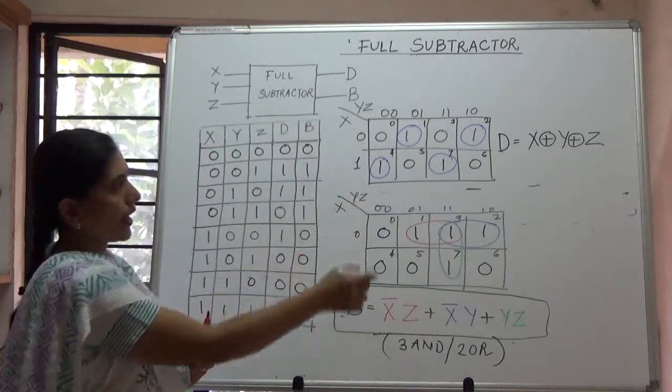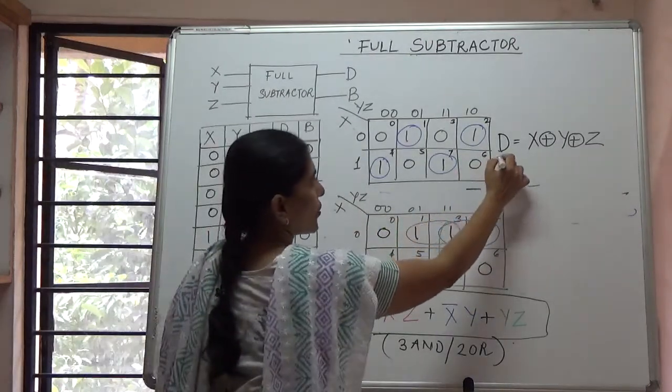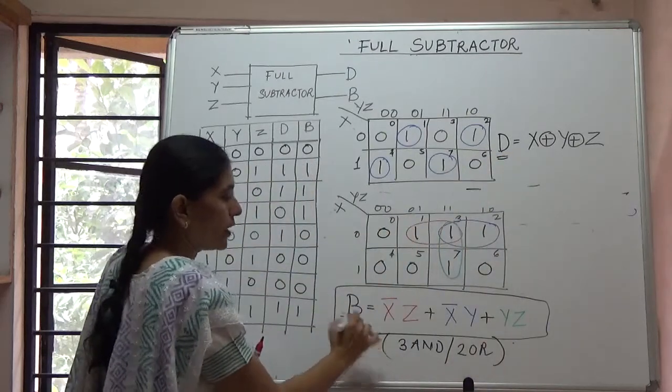So with this we have derived the expression for the difference bit as well as the borrow bit for a full subtractor.